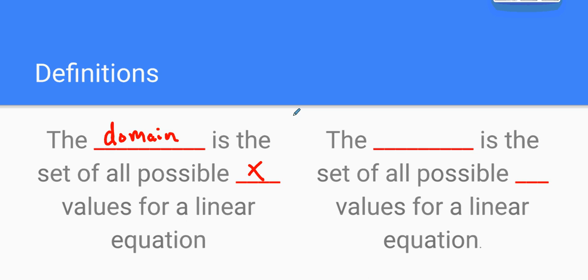Oftentimes, that number's infinite. It could be anything, especially if we're dealing with just a plain old linear equation without any context. It could be infinite, or all real numbers. That's another way it's often put, all real numbers, which means just numbers. Whereas when you put it in a particular context, a particular situation, then it might be more limited.